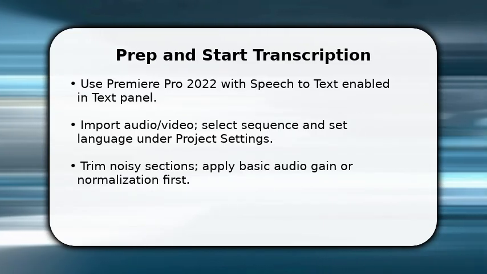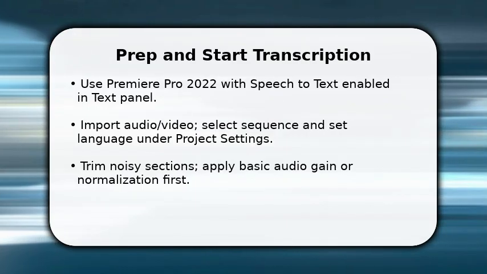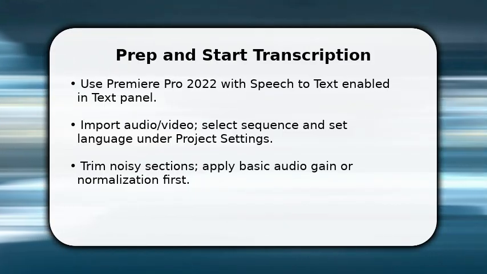Trim obvious noise or dead air. This improves accuracy and speeds processing. You don't need perfection, just remove long silences and apply a quick normalization or gain. Once done, click Transcribe Sequence to begin the automated pass.